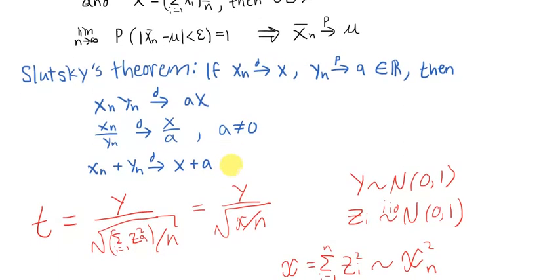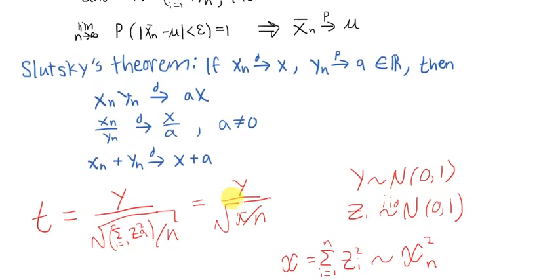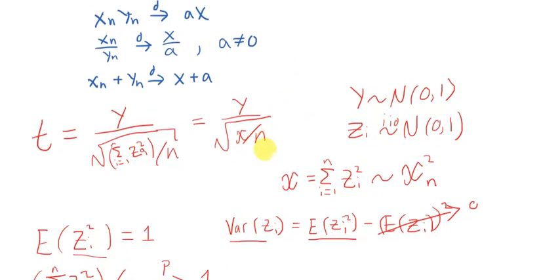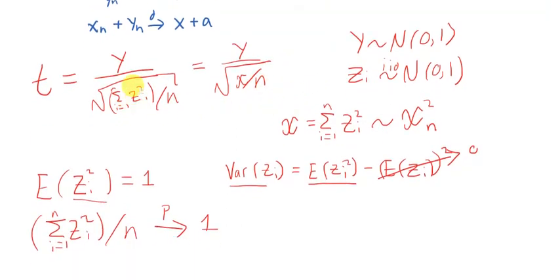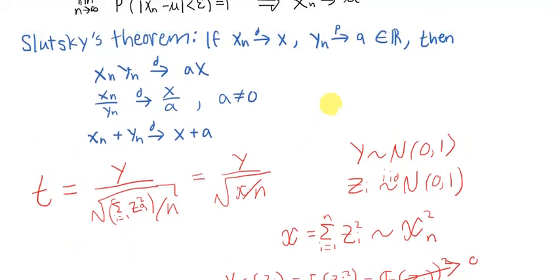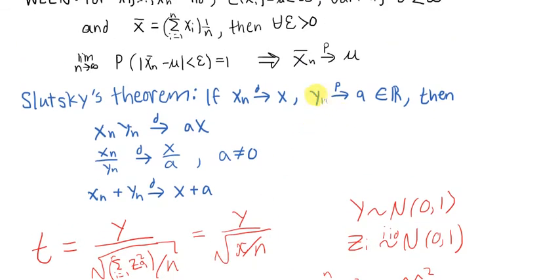Now here comes Slutsky's theorem. In Slutsky's theorem, I use X's and Y's. In hindsight, maybe that wasn't the best call. But our chi-square random variable is the Y in this case, and the denominator, the square root of the sum of Zi squares over n, converges in probability to 1.